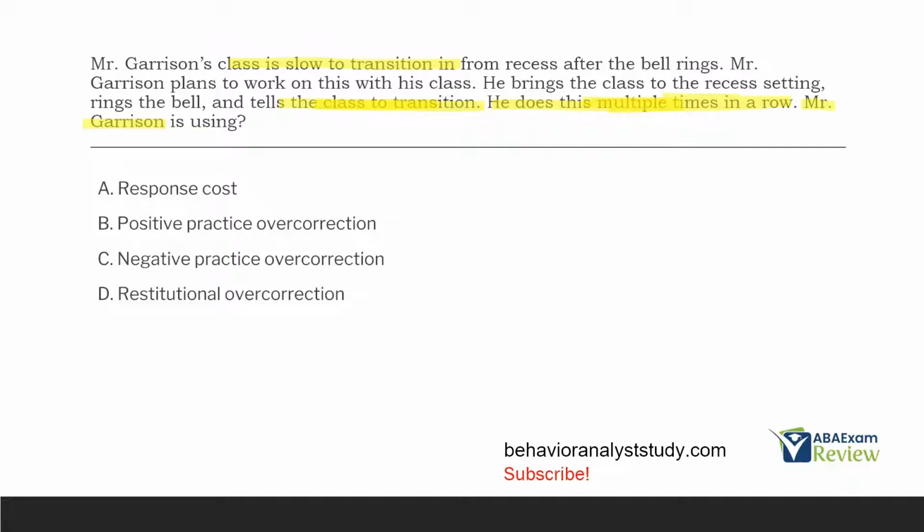Do we stop? No, we read all of our answer choices. So C, negative practice overcorrection. With negative practice, we'd be engaging in the wrong behavior over and over again, which is not what the class is doing. The class is engaging in the correct behavior over and over again. And then D, restitutional overcorrection. You repair the environment and then do even more. We're not repairing anything. Mr. Garrison is saying, I want you to engage in the right behavior multiple times in a row until we get it right. So Mr. Garrison is using B, positive practice overcorrection.